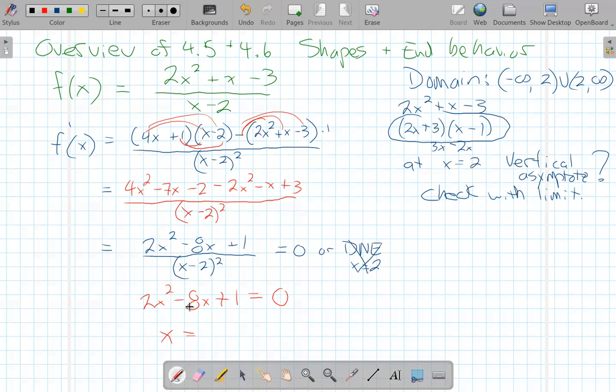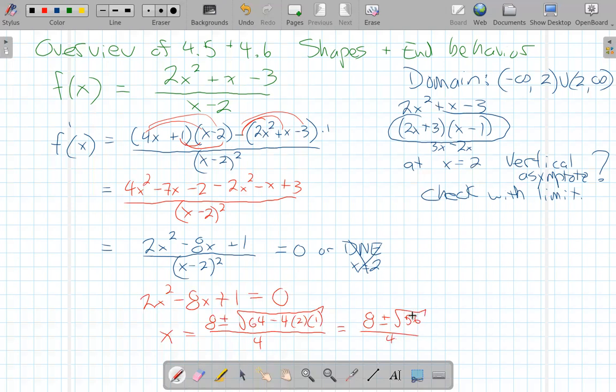So we get the opposite of b, so that would be 8, plus or minus the square root of negative 8 squared, 64, minus 4 times 2 times 1. So that'd be 64 minus 8, all over 2 times 2. 64 minus 8, I think, is 56 on a good day. That looks right. All over 4.